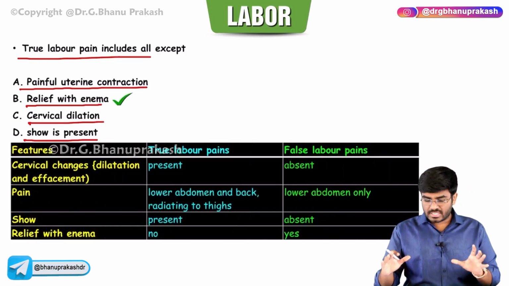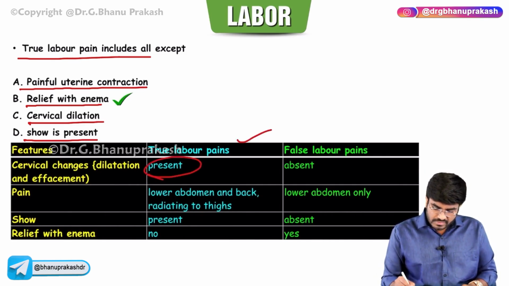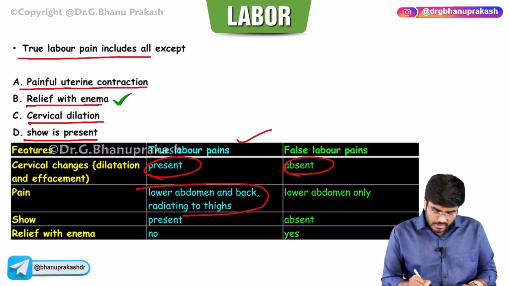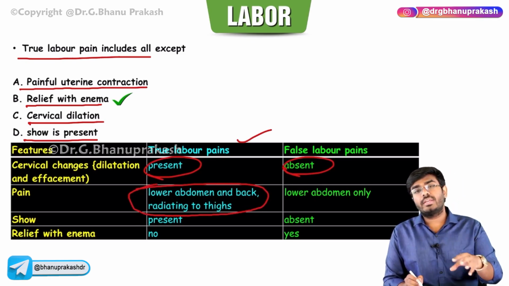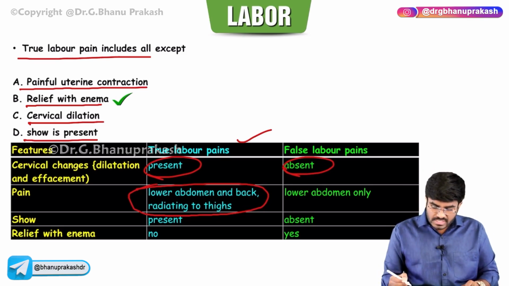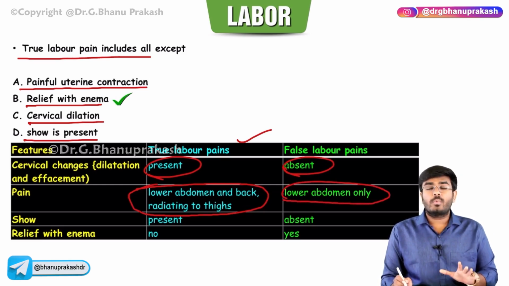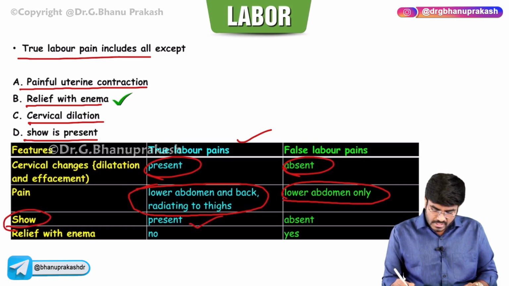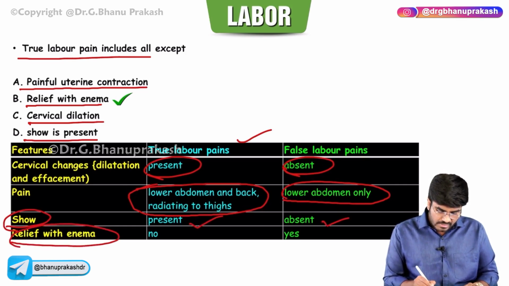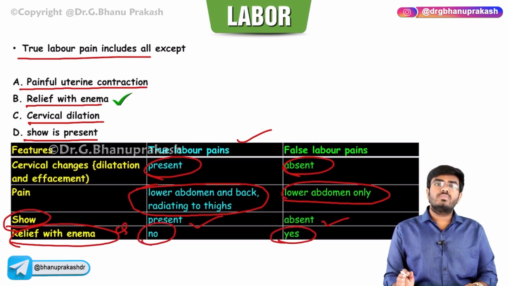And here you can see in this table all the points. In true labor pains, cervical dilation is going to be present. With false labor pains, there is no cervical dilation. Pain is going to be seen and that's going to radiate towards the thighs, because of the uterine contractions. But in false labor pain, the pain is situated only in the lower abdomen, no radiation. Show is present in true labor pains, but there is absence of show in false. And relief with enema, this is our question. In true labor pains, there is no relief with enema, but with false labor pains, you will have relief with enema.